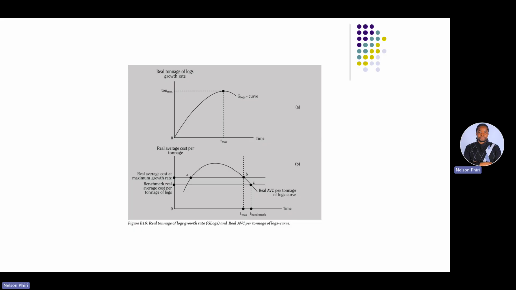So it's a nice illustration showing us where we can source our resources, our logs outside, and when we start making them. So to summarize, the firm will source its logs externally up until a point where we get to T benchmark. That is where it will start logging from its own plantation.